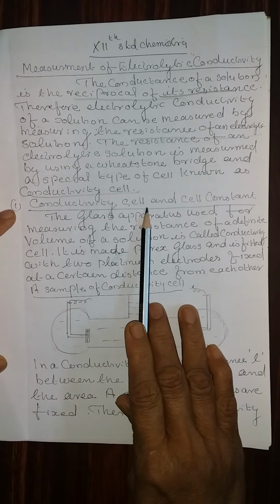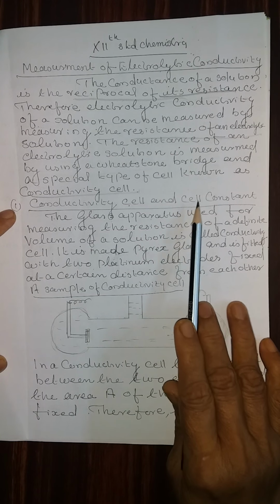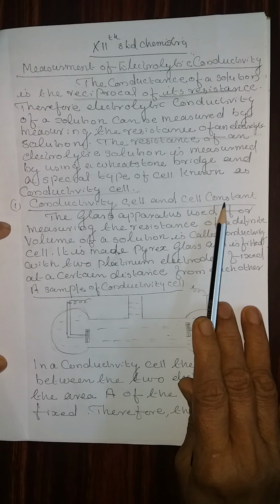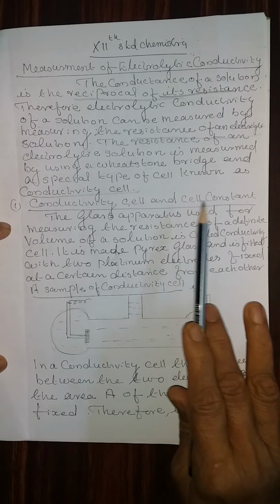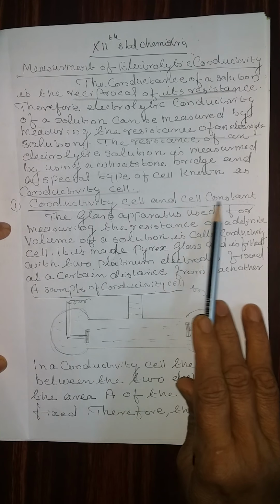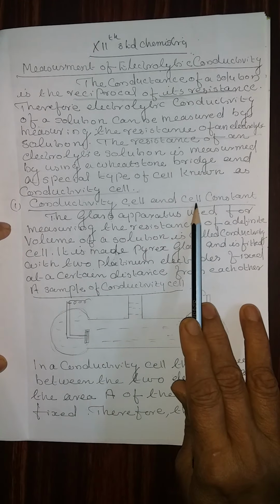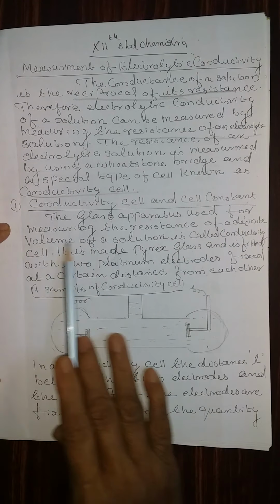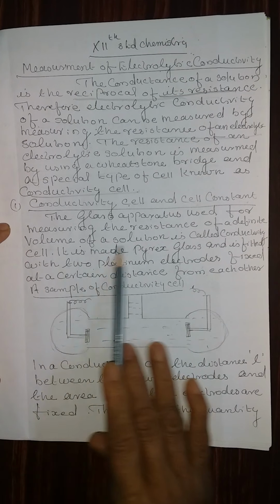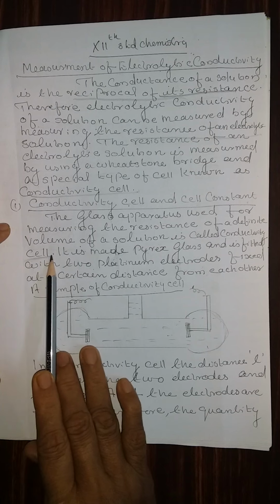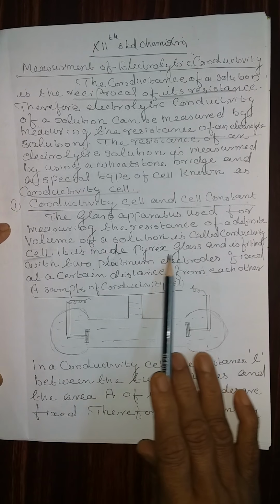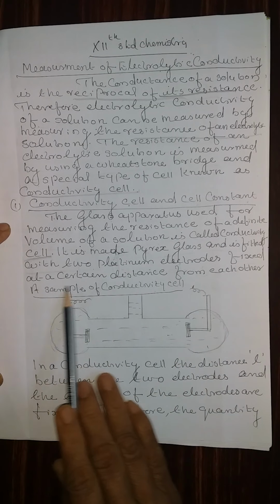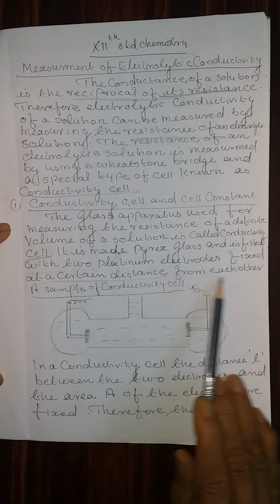1. Conductivity cell and cell constant. Now we are going to derive the relationship of the cell constant, which is one of the most important points in the syllabus, and based on that an application-level question can be asked: how will you determine the cell constant of a conductivity cell? The glass apparatus used for measuring the resistance of a definite volume of solution is called a conductivity cell. It is made of Pyrex glass and fitted with two platinum electrodes fixed at a certain distance from each other.